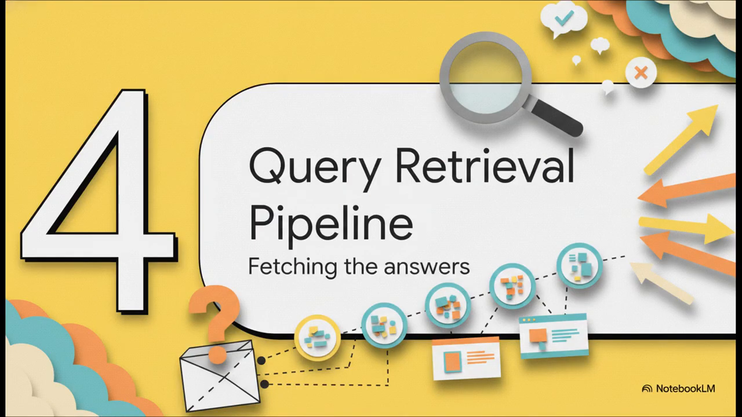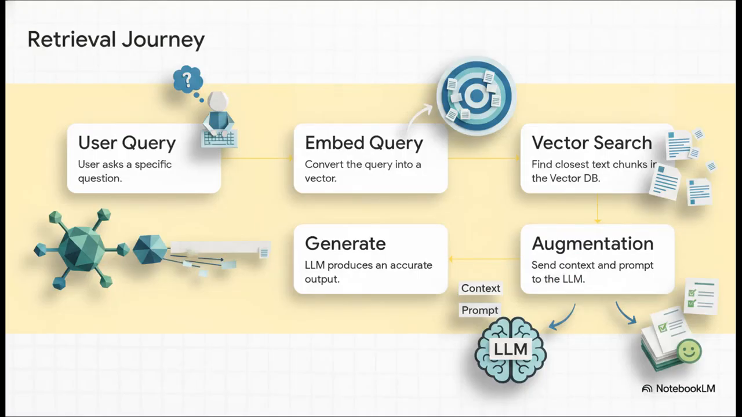Moving on to part 4, the query retrieval pipeline. So, here is the 5-step retrieval journey. Step 1, the user asks a query, something like, "What is our company leave policy?" Step 2, we run that exact query through the same embedding model, turning the question itself into a 384-dimensional vector. Step 3, we take that vector question over to our vector DB and run a cosine similarity search to find the text chunks that mathematically match our query the closest.